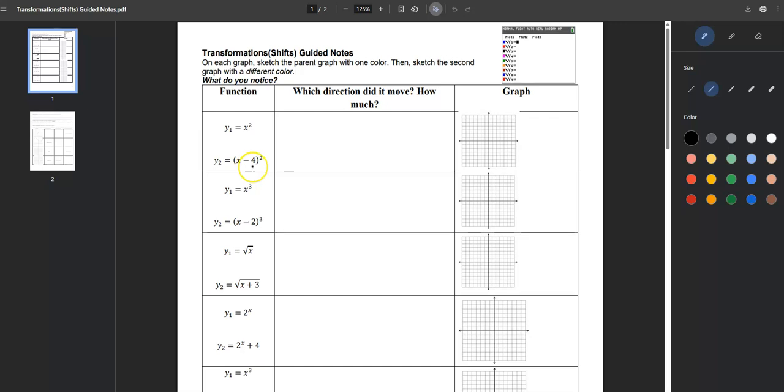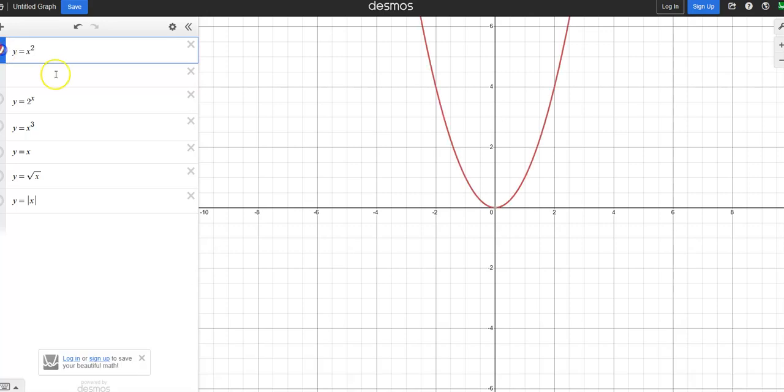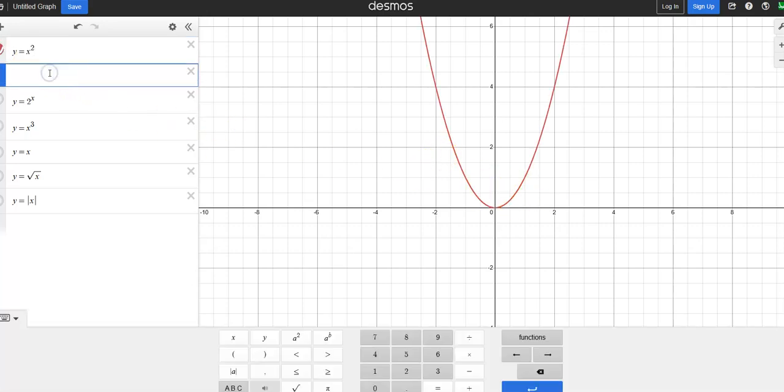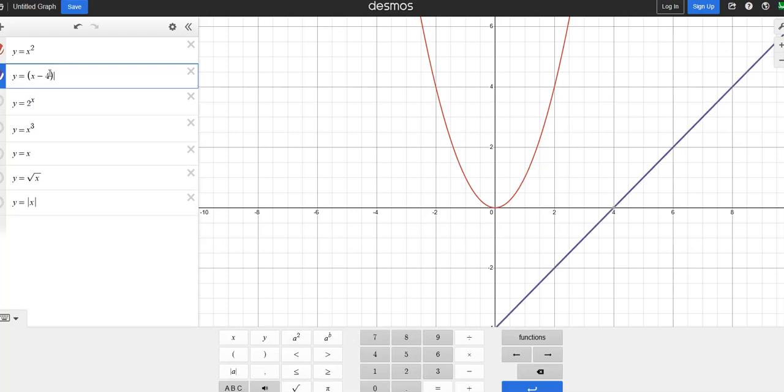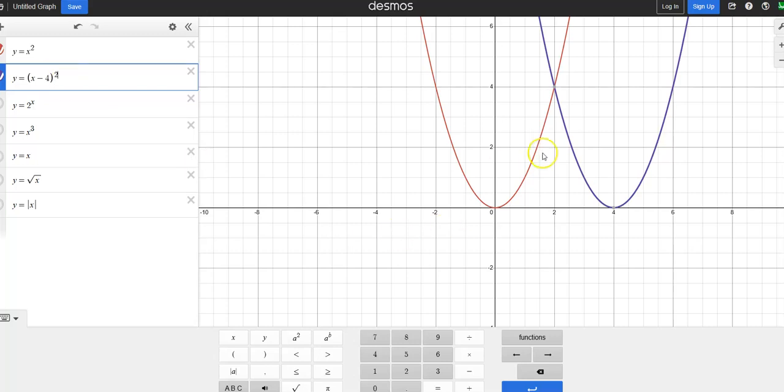Okay, so I'm going to look at, again, this x minus 4 squared with the x squared. Remember, our x squared is this red one here. And then we're going to go, again, x minus 4 squared, and see what it does. If you look at this, they're both quadratics, they're both this U shape. My red one's my parent function, and here's my other one that's been shifted, 4 to the right. Notice my equation is x minus 4 inside of these parentheses, and it's been shifted right 4.